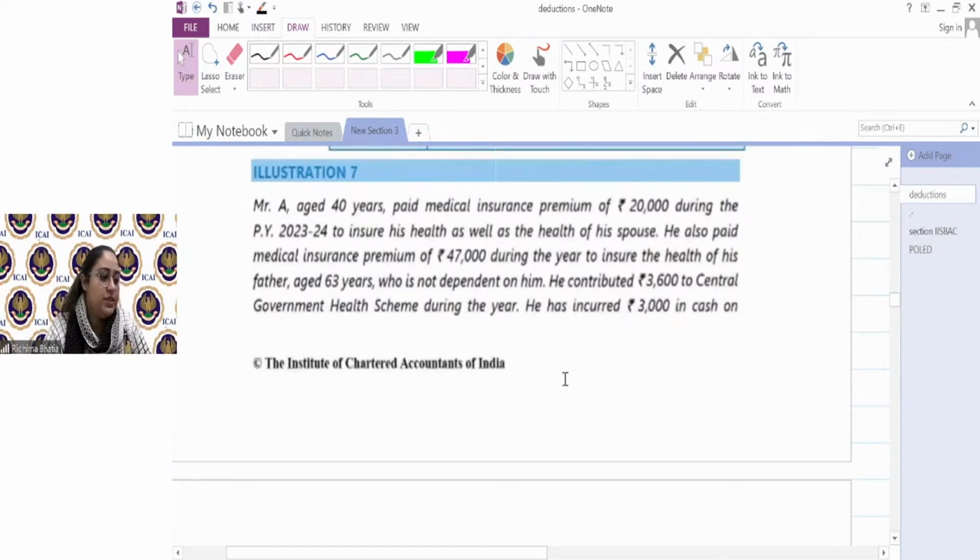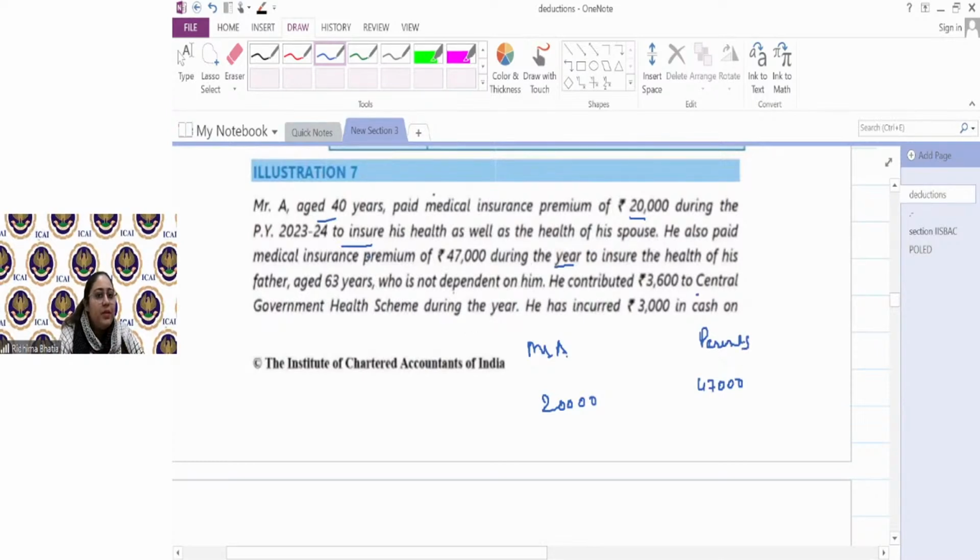Everyone, illustration 7, please. Mr. A, aged 40 years, paid medical insurance premium of 20,000 during the previous year 23-24 for himself as well as the health of the spouse. Okay, so 20,000 goes into Mr. A's family category. He also paid medical insurance premium of 47,000 during the year for insurance of his father. Okay, 47,000 goes into the parents category, no problem.